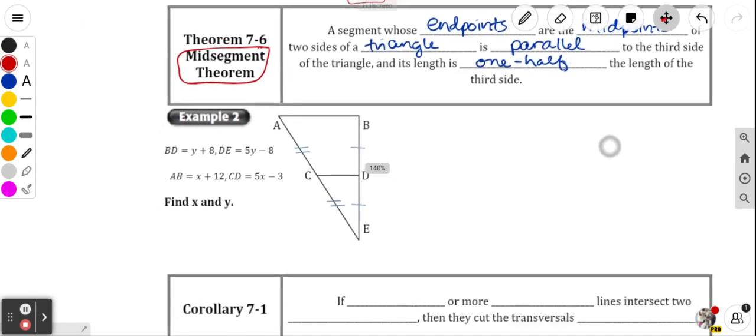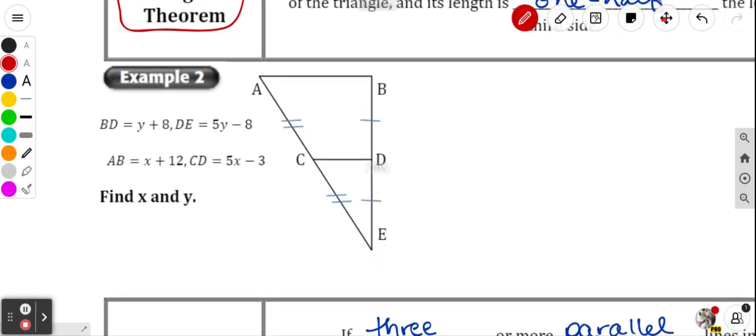And so let's look at this picture here. See this segment right here, CD. CD is a midsegment, and I know it's a midsegment because its endpoints, C and D, are the midpoints of the sides of the triangle. See how AC is marked as congruent to CE? So that means C is the midpoint of AE. Then see how BD and DE are congruent? That means D is the midpoint of BE. So basically, we can determine that that's a midsegment based on the picture. And so that means that CD is 1/2 the length of AB.